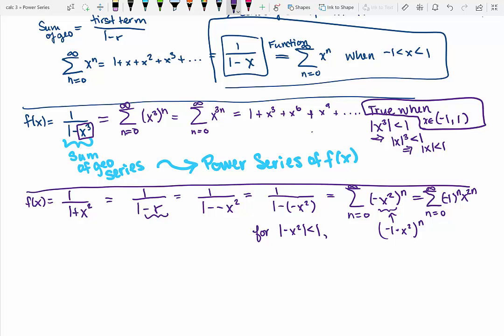So if you will, what I'm saying here is that the function 1 over 1 plus x squared, which is a quotient function, a rational function, can be rethought of as the infinite dimensional polynomial 1 minus x squared plus x to the 4th minus x to the 6th plus x to the 8th minus x to the 10th plus so on. These two things are equal when the absolute value of negative x squared is less than 1, and this implies that x would be between negative 1 and 1 again.